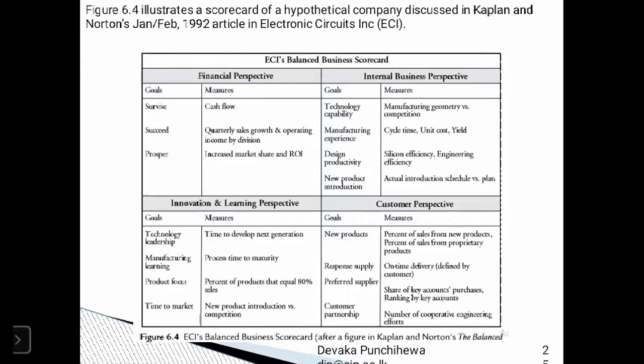And fourth goal is customer partnership. How you can measure it? Number of cooperative engineering efforts. So this is how Kaplan and Norton try to explain us these four perspectives with regard to this hypothetical organization, electronic circuit incorporation, ECI, right?